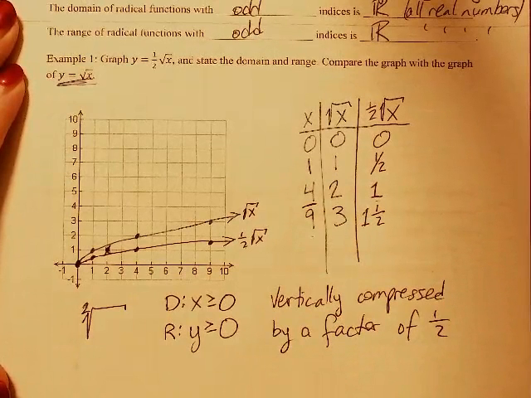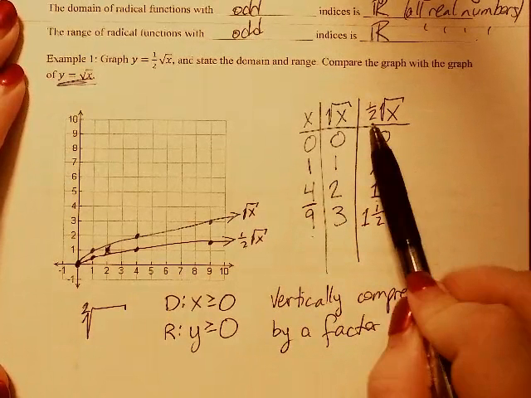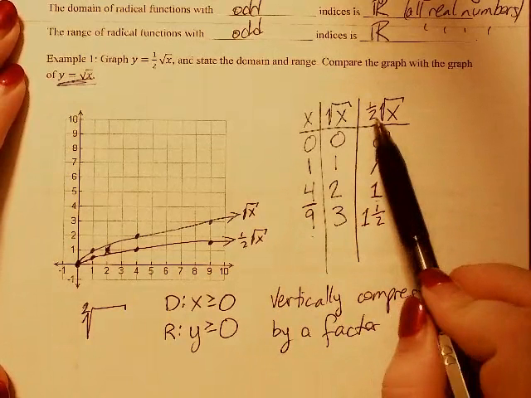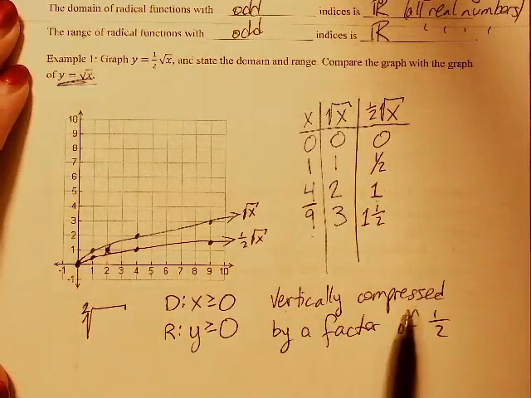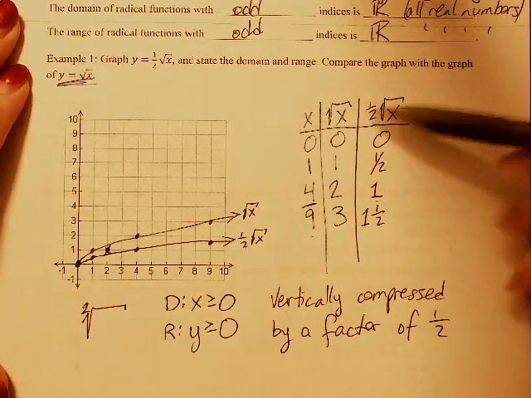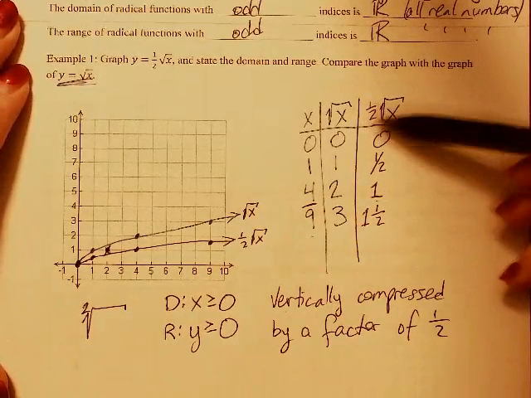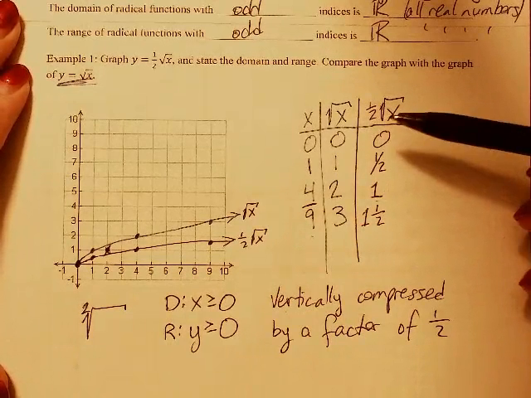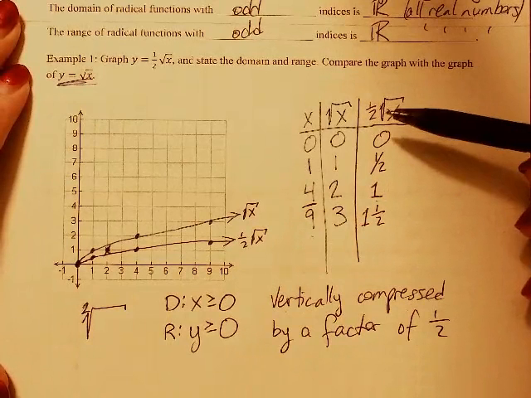So basically, if the number out front here is a fraction less than 1, then it is vertically compressed. If it's greater than 1, or less than -1 if it's negative, then it's vertically stretched.